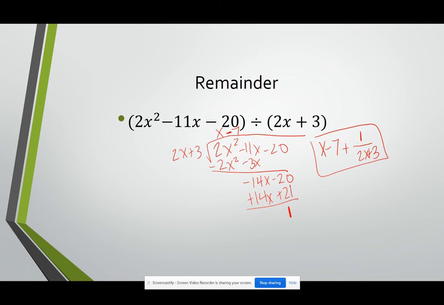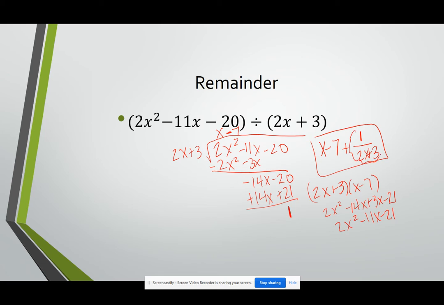And the reason we do this is because when we multiply by 2x plus 3, the denominator and numerator obviously go away, and we're left with just 1. So let's check our answer. 2x plus 3 times x minus 7 gives me 2x squared minus 14x plus 3x minus 21. So 2x squared minus 11x minus 21. But then you're like, wait, but we want minus 20.